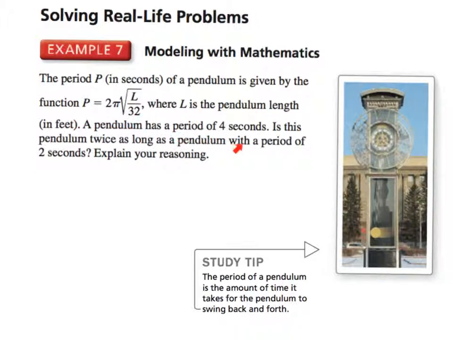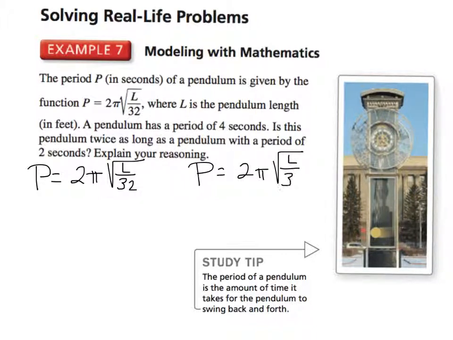A pendulum has a period of 4 seconds. Is this pendulum twice as long as the pendulum with a period of 2 seconds? Well, let's think. I have two equations. P equals 2 pi multiplied by the root of L divided by 32. In the first one, I have a period of 4 seconds. So 4 equals 2 pi multiplied by root L divided by 32. And then we plug in 2 for the other one.